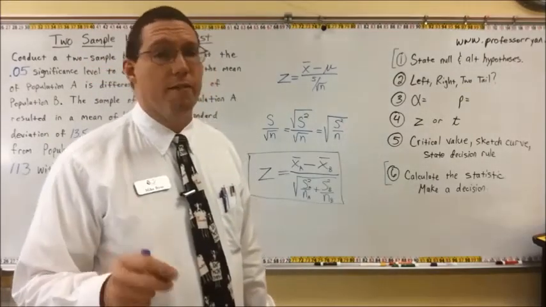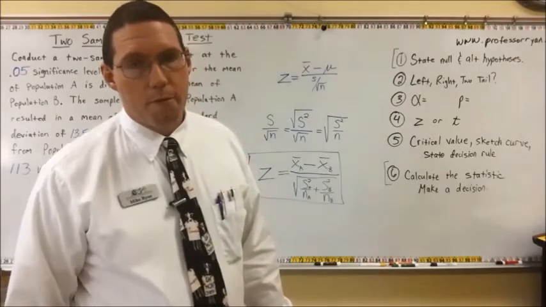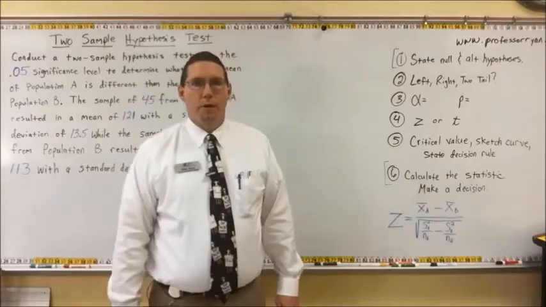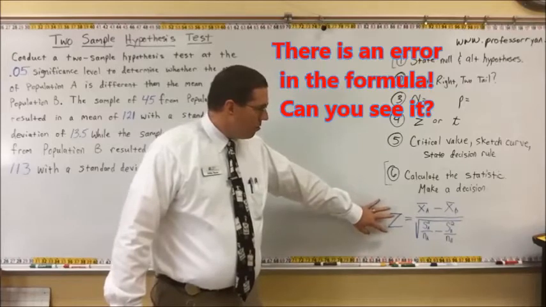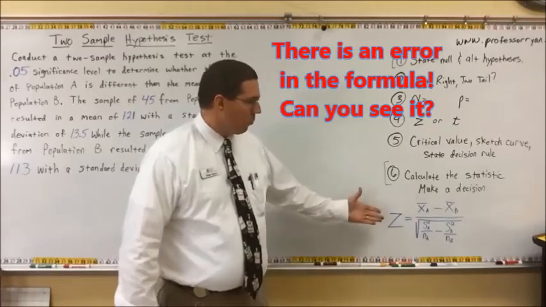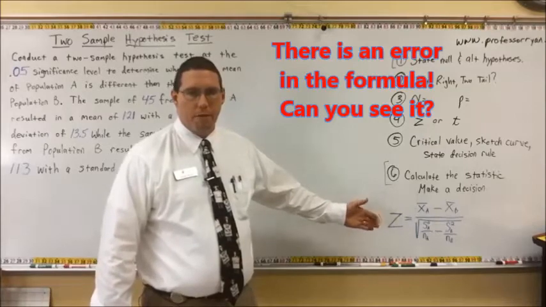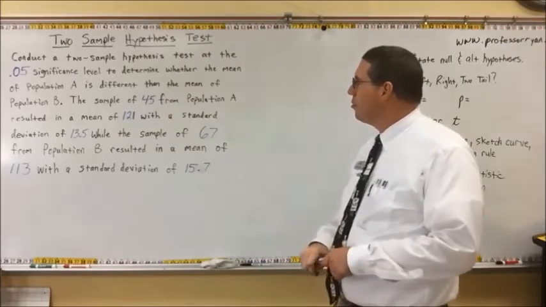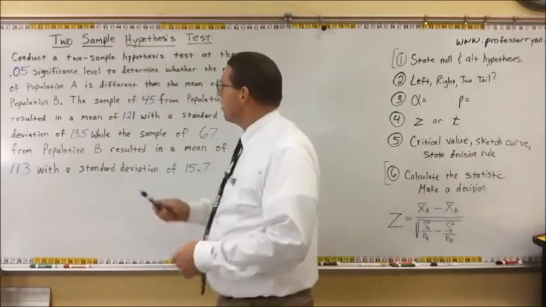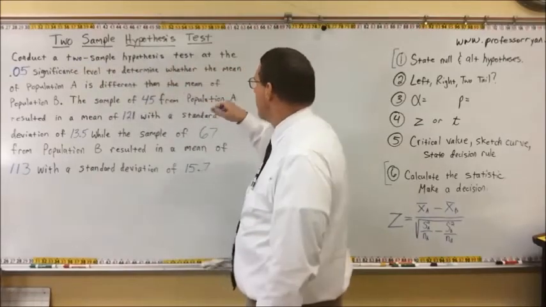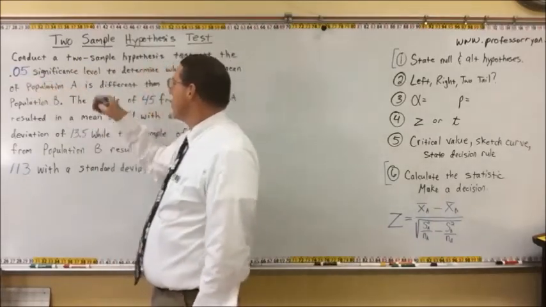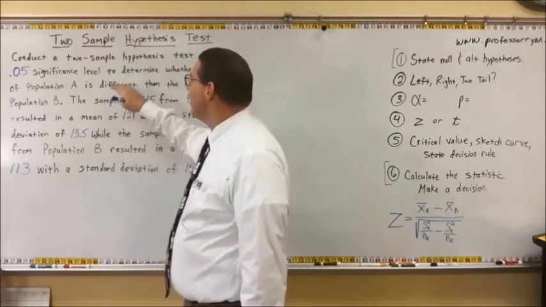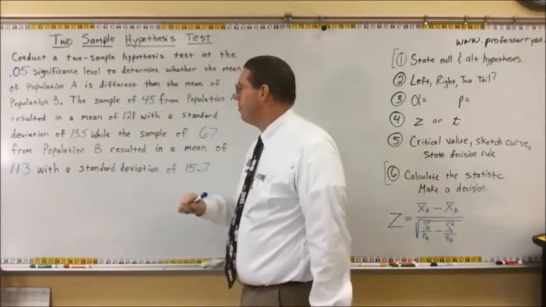And so you're going to have to be extra careful when you're plugging all your numbers in to make sure that you get the correct z-statistic. Okay, so I've gone ahead and put the formula for our z-statistic down here under step 6, and that's what we're going to use when we're doing our hypothesis test. So let's work through this example. Let's do a 2-sample hypothesis test. This says conduct a 2-sample hypothesis test at the 0.05 significance level to determine whether the mean of population A is different than the mean of population B.